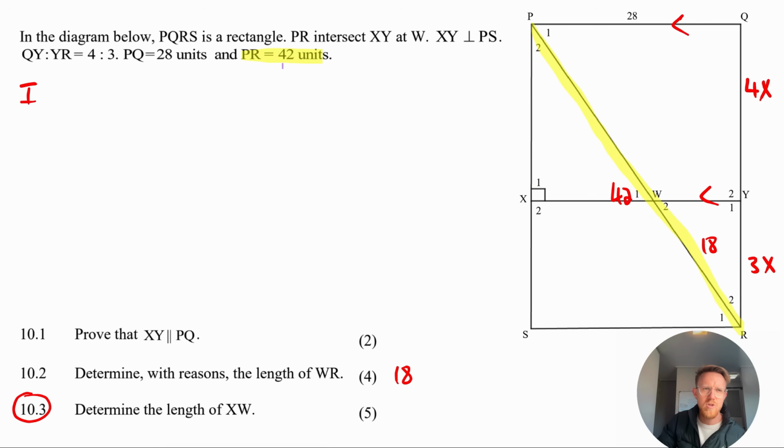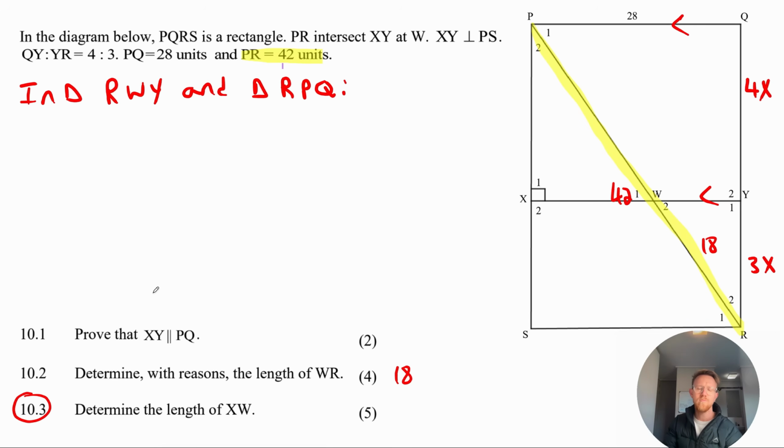Okay, so for now, we're just going to prove. So in triangle, let's do the small one first, R, W, Y, and triangle, what's the big one? RPQ. Okay, so we're going to prove that those two triangles are similar. So we know that they're both going to share this angle R2. So we can say that angle R2 is the same as angle R2, and that is going to be common.